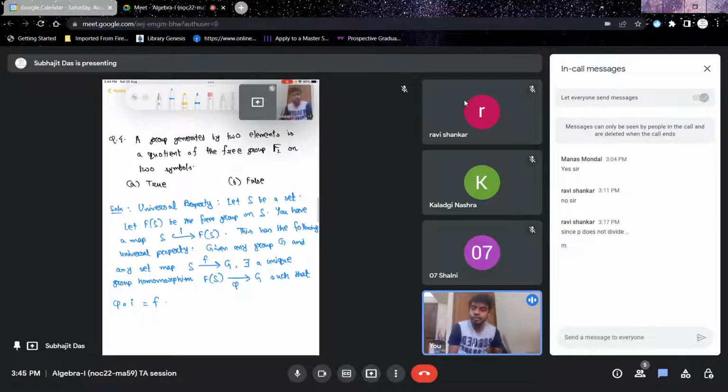So let's just focus on the question right now. It says that a group which is generated by two elements is a quotient of the free group on two symbols. You know what the free group on two letters is, right? You have studied free groups this week. So what this question is asking is: you take a group which is generated by a set of two elements. You need to find out whether this is a quotient of F2, the free group on two letters. What is the difference between F2 and this group?